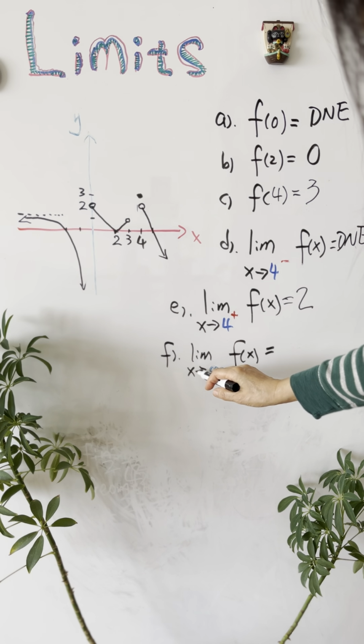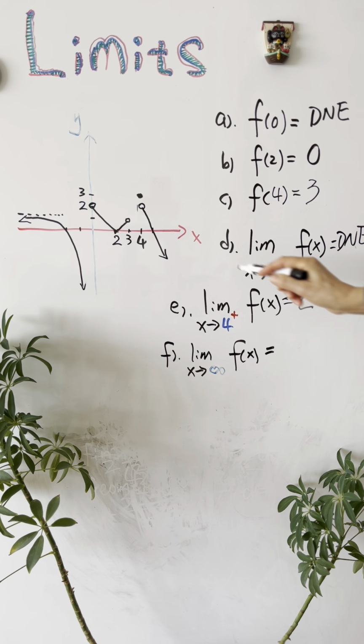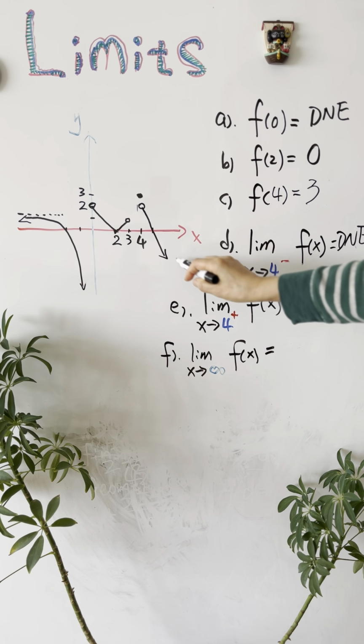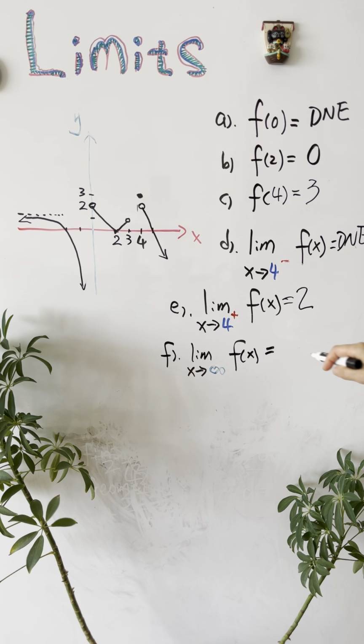This one, x approaches positive infinity. Well, let's see. The graph keeps going. The x value becomes bigger and bigger, goes to infinity. We see it goes to negative infinity.